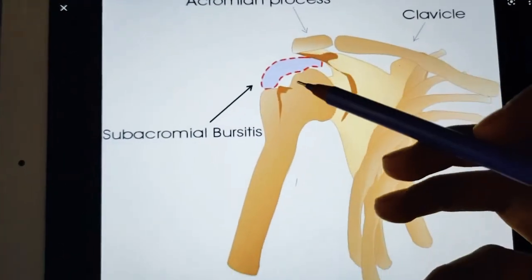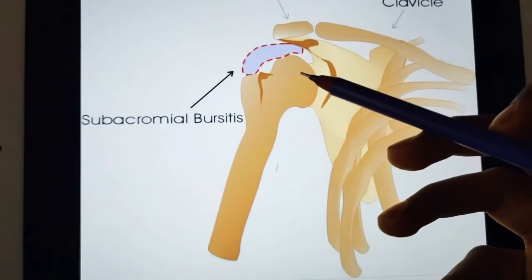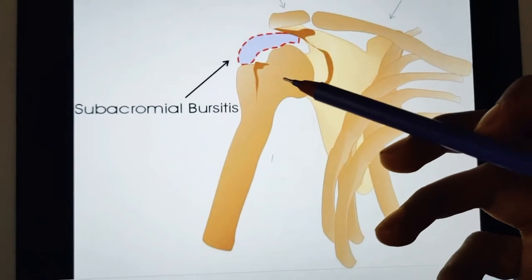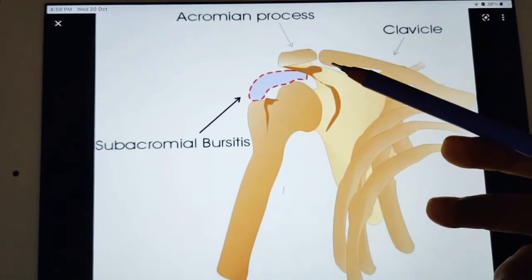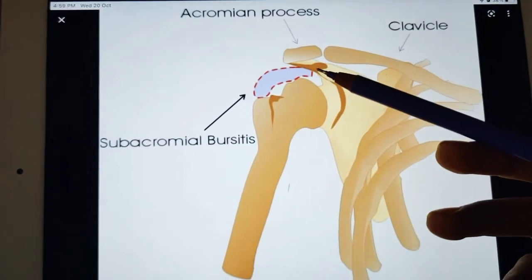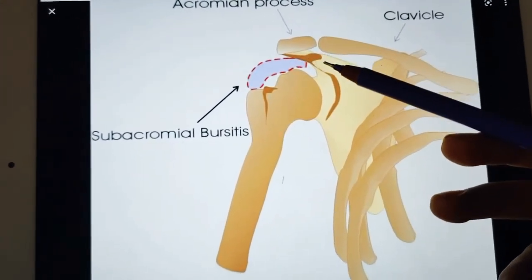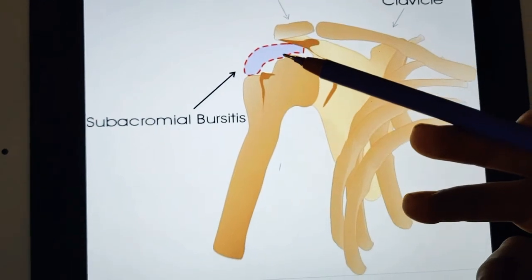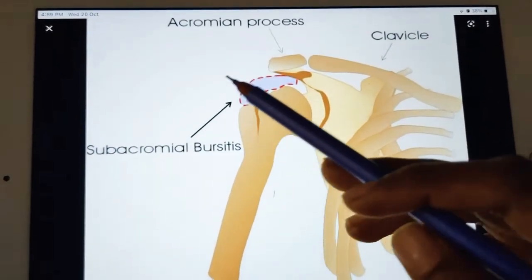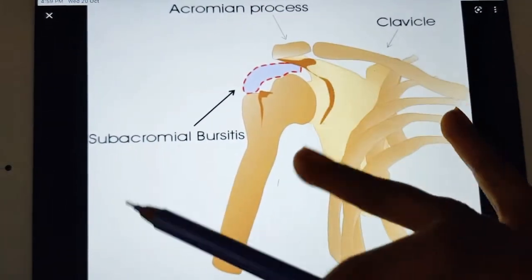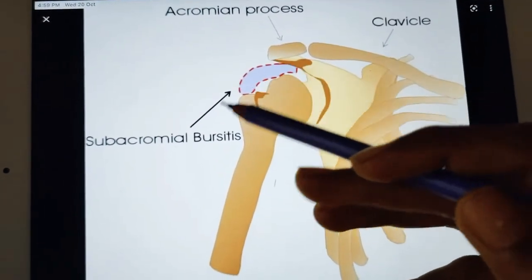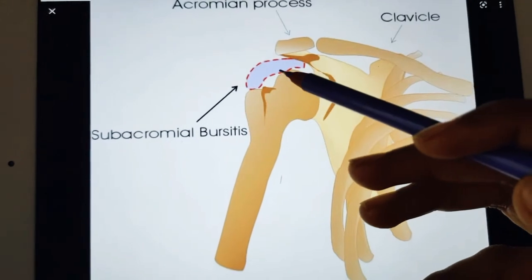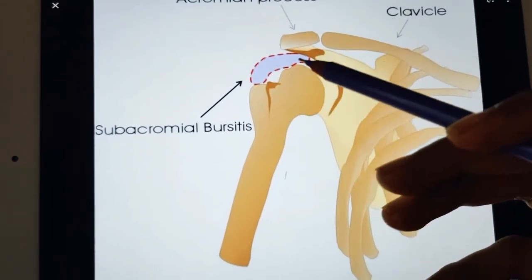So this is the subacromial bursa. It's actually the largest bursa of the body. It's situated below the coracoacromial arch. So you can see this is the acromion process, and of course here will be the coracoid, right? So it is below the coracoacromial arch and the deltoid muscle. The deltoid muscle also will be above, right guys? So below the deltoid muscle and below the coracoacromial arch you will find the subacromial bursa, and this is the largest bursa of the body, right?